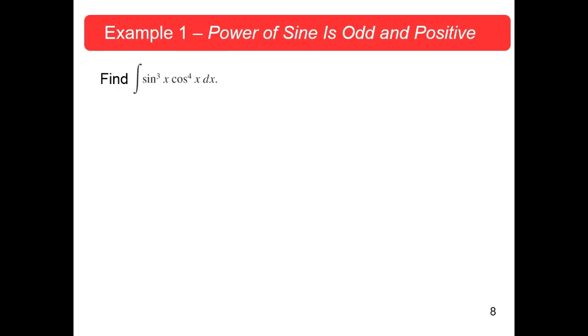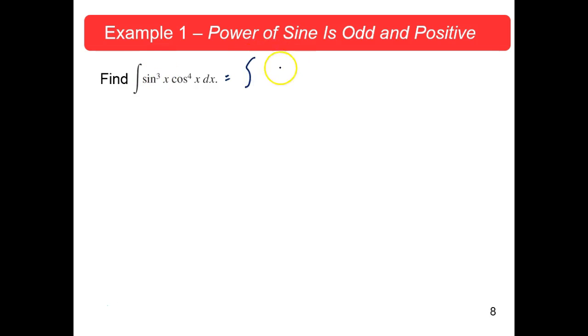Let's actually do one. Here's one. Does that fit the bill? What would you do first? Second? Take out one of the sines because that's the odd one.